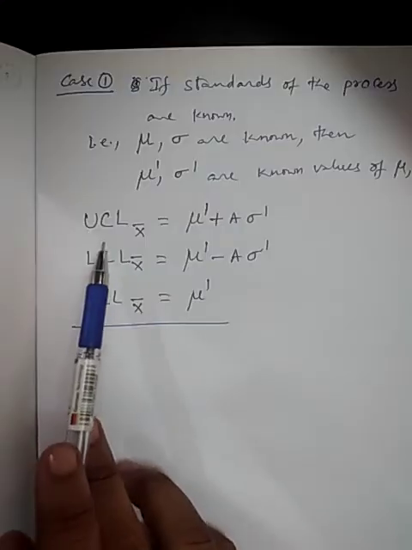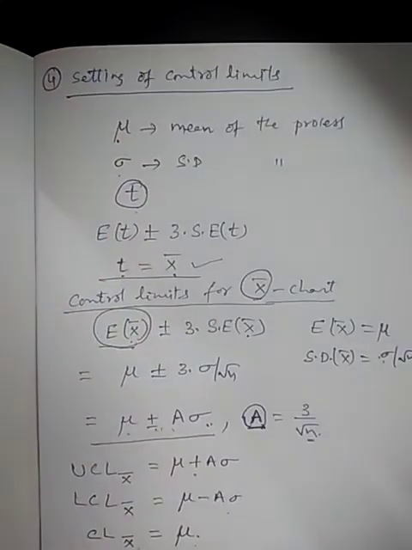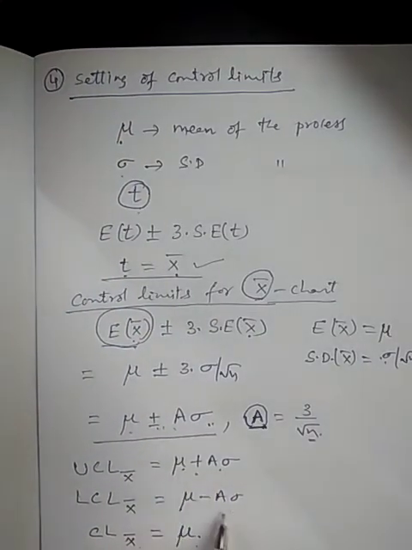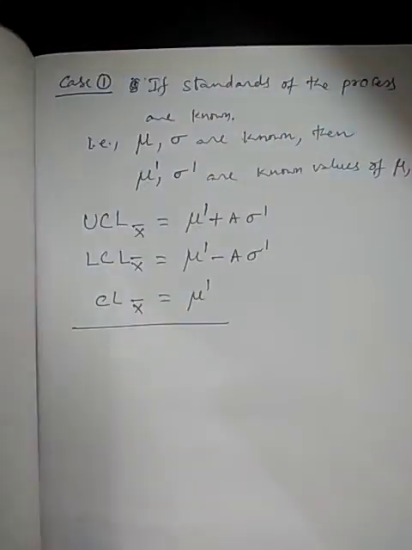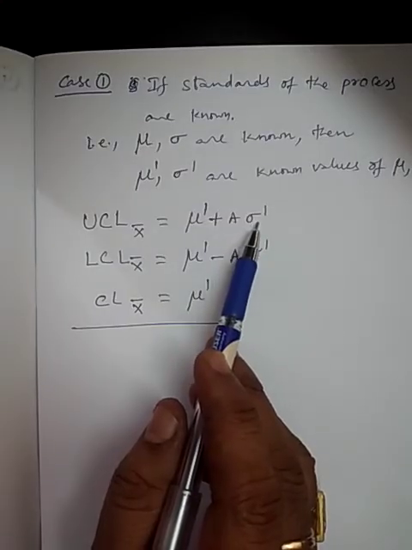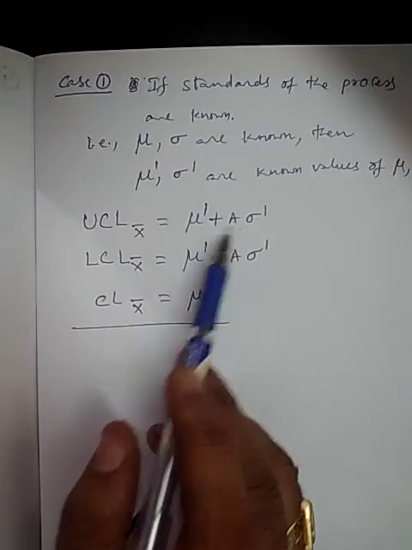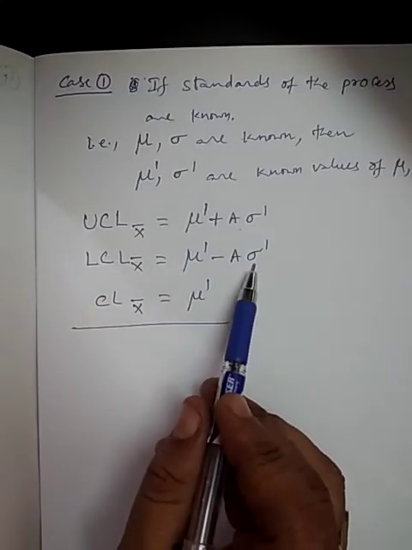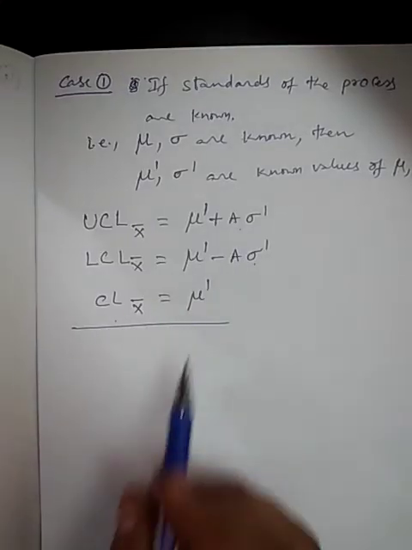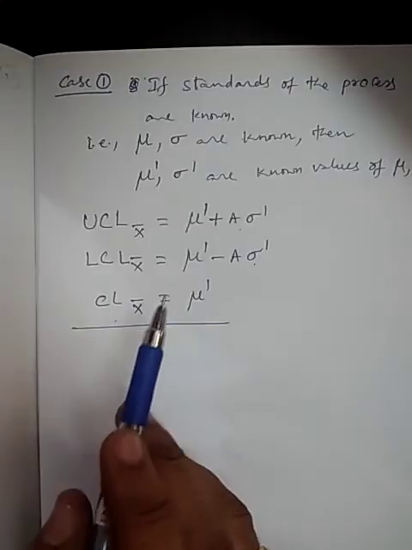In such a case, we have to calculate. You refer to the previous control limits. What are control limits? Mu plus a sigma and mu minus a sigma, and the central line is mu: UCL, LCL and CL. If you replace mu by mu dash and sigma by sigma dash, then you will get UCL of x bar is equal to mu dash plus a sigma dash, LCL of x bar is equal to mu dash minus a sigma dash, and CL of x bar is equal to mu dash. These are the control limits if the standards are known.